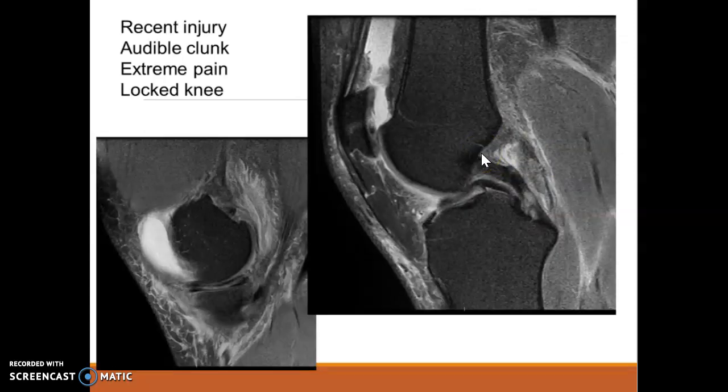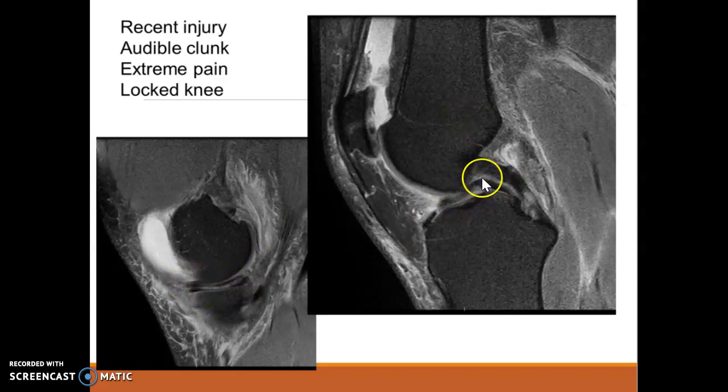Looking at this knee here, they've had a recent injury, there's an audible clunk, they're in extreme pain, and then they've got a locked knee, so we know that that would indicate that there is in fact a meniscal injury. Looking for the bow tie sign, you're looking at the meniscus here, but you can see this white line that goes all the way through the meniscus, and that indicates a bucket handle tear just there.